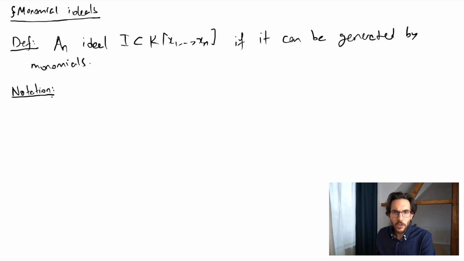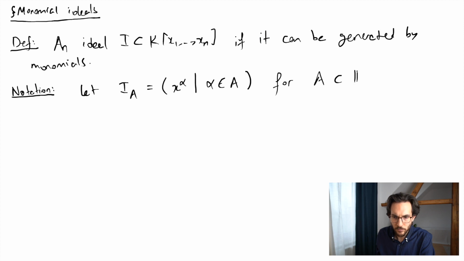So there's a convenient notation to denote monomial ideals. We want to write the exponent vectors, or a set of exponent vectors, and then consider the ideal generated by monomials with those exponent vectors. So for a given, possibly infinite, set of exponent vectors A, I consider the ideal generated by x to the alpha for alpha in A, and I'll denote this by I subscript capital A.